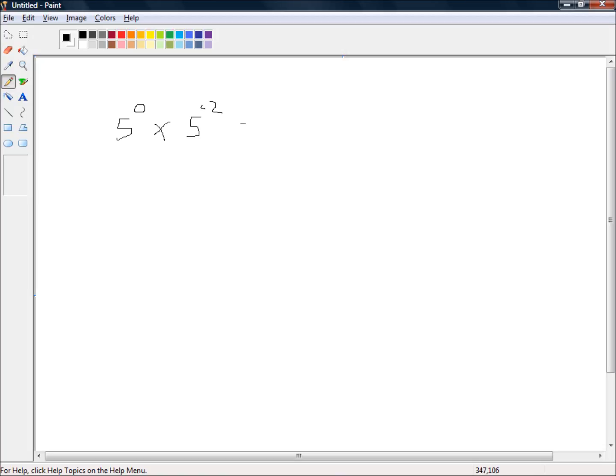The other way we could do it is just to say this is equal to 5 to the power 0 minus 2, or 0 plus negative 2, which is the same thing, which is equal to 5 to the power negative 2, and that's equal to 1 over 5 squared, which is 1 over 25.